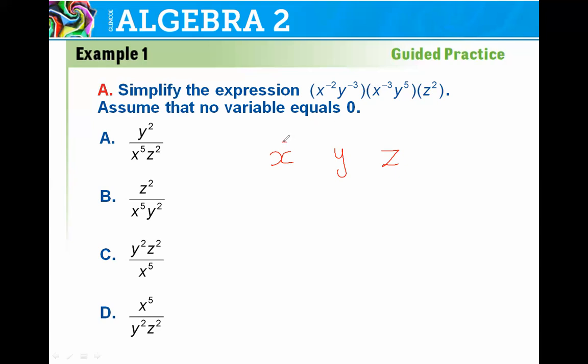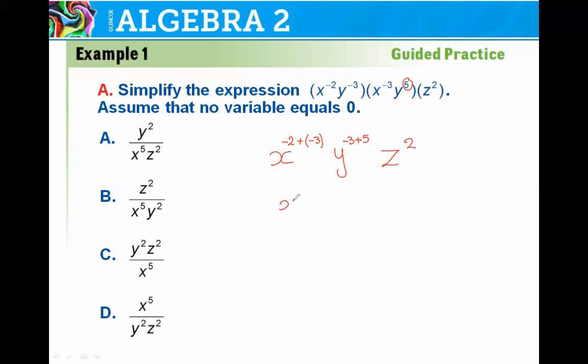So the first power is negative 2 plus negative 3. Okay. What about y? Negative 3 plus 5, only 5? No, negative 3 plus 5. And z with power 2 only. Yes. Simplify, Muhammad.